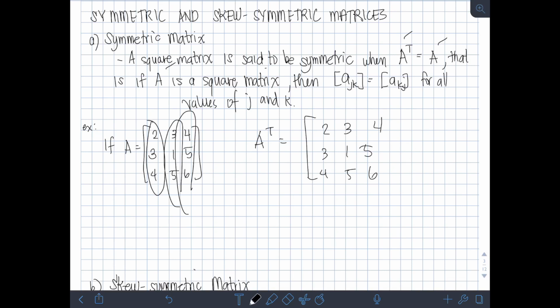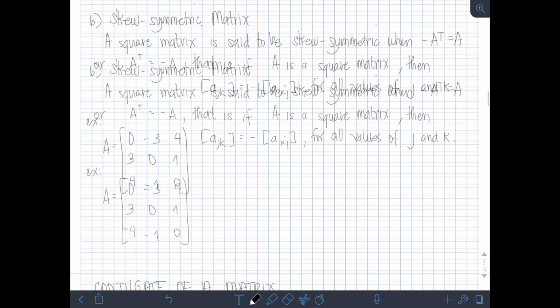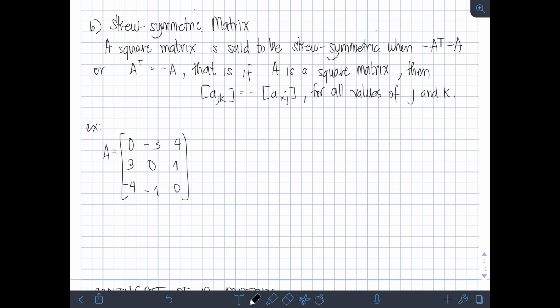So, 4, 5, 6. Mapapansin nyo, kahit hinanap natin yung A transpose nitong A, same pa rin sila nung A mismo. So, hindi nagbago. So, yun yung tinatawag natin na symmetric matrix. Dapat square matrix kung saan kapag hinanap mo yung transpose niya ay same pa rin sa sarili niya or original matrix. Okay? Next, we also have the skew symmetric matrix.